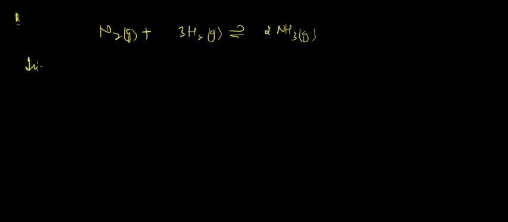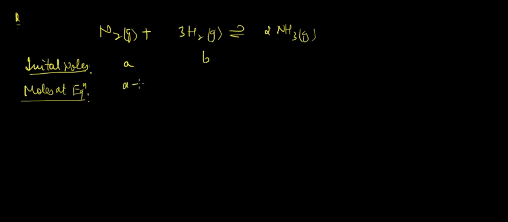Let's say the initial moles present in the mixture were A moles of nitrogen and B moles of hydrogen, and the moles at equilibrium were, let's say, A minus X. So X moles of nitrogen were consumed in the reaction, so the remaining moles of nitrogen at equilibrium would be A minus X. Similarly, if X moles of nitrogen were consumed, 3X moles of hydrogen must have been consumed, so the remaining moles of hydrogen at equilibrium would be B minus 3X, and 2X moles of ammonia would be formed at equilibrium.